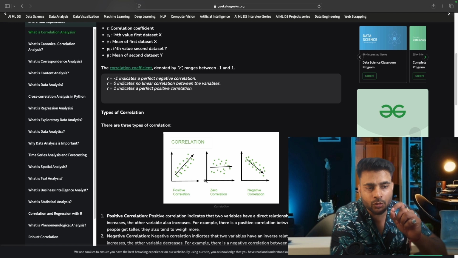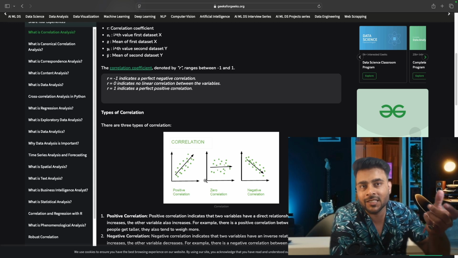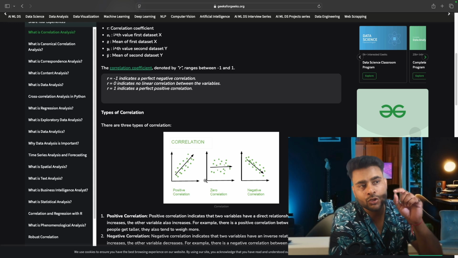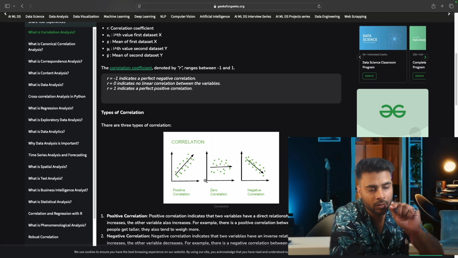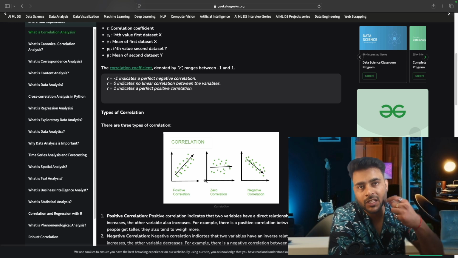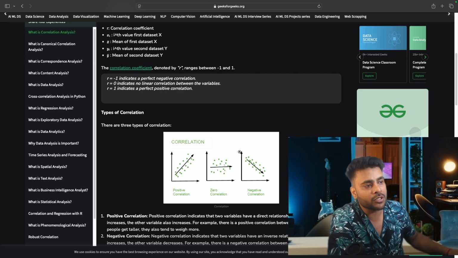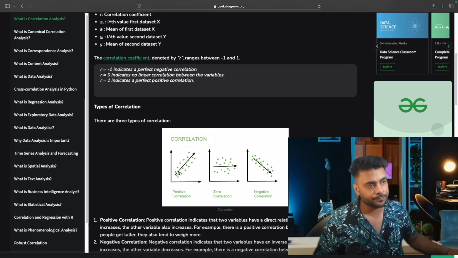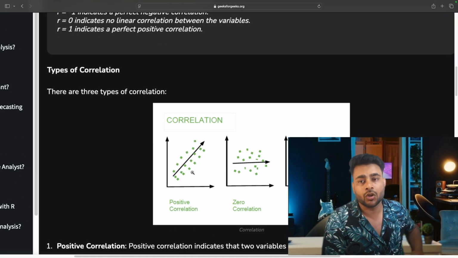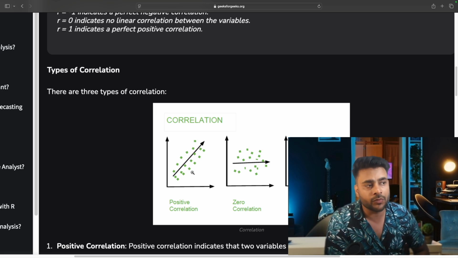When we compare the salary of an individual with the number of years of experience, as the number of years of experience increases, the salary tends to increase. So these two variables are directly proportional to each other, which means when one of the variables increases, the other variable also increases. This type of relationship is called positive correlation, as you can see here. Positive means when one of the variables increases, the second one also increases.